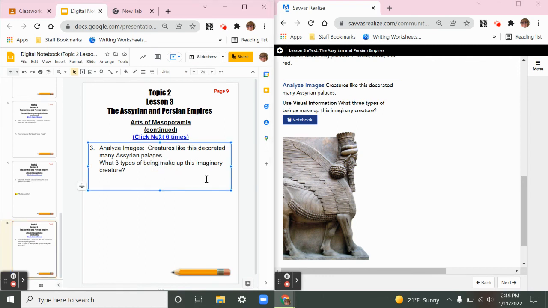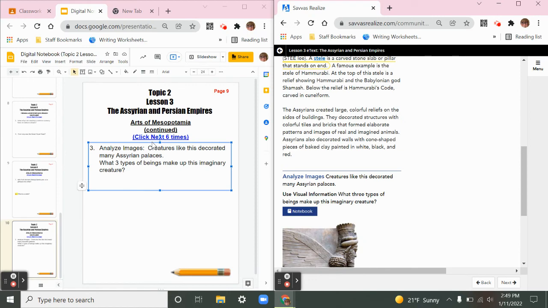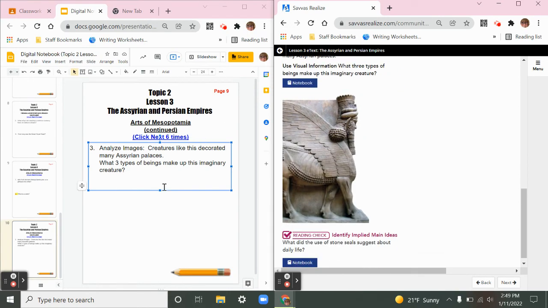So look at this sculpture, this whatever, and what 3 things is this made up of? I'll tell you one thing is a human, right? So here's a human. You have then a couple other things, animal types. So what makes up this sculpture? Go ahead and answer that question for number 3 on page 9.